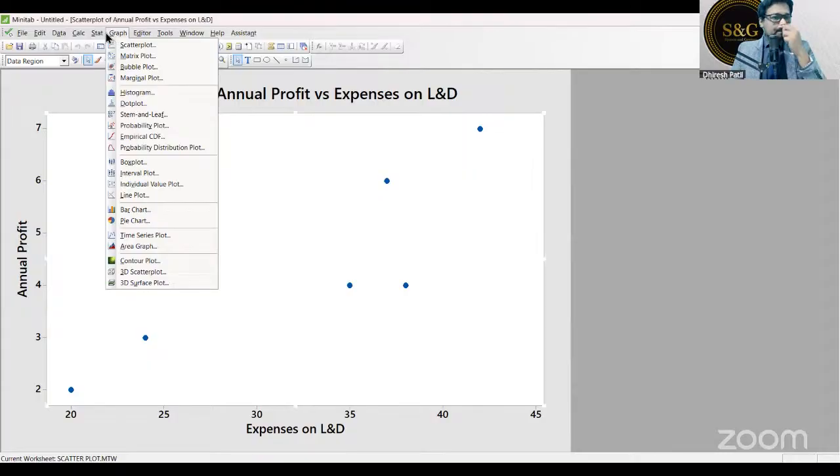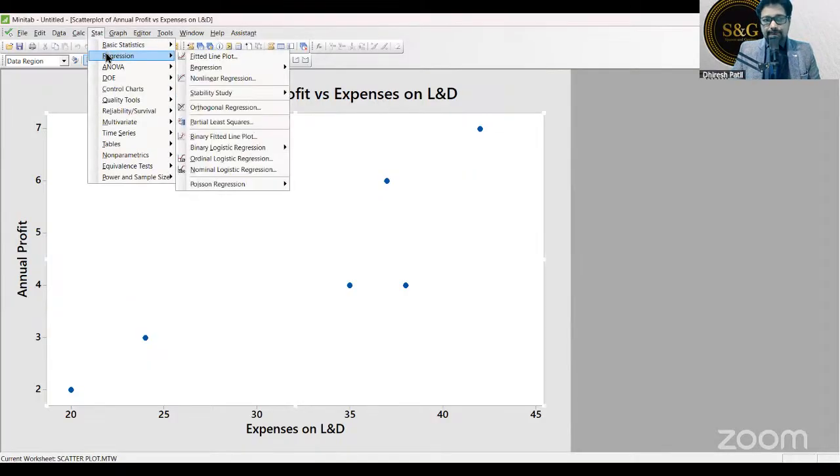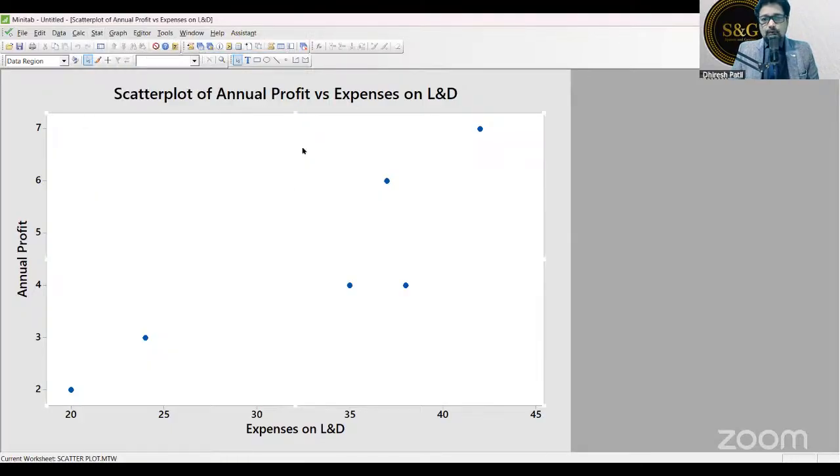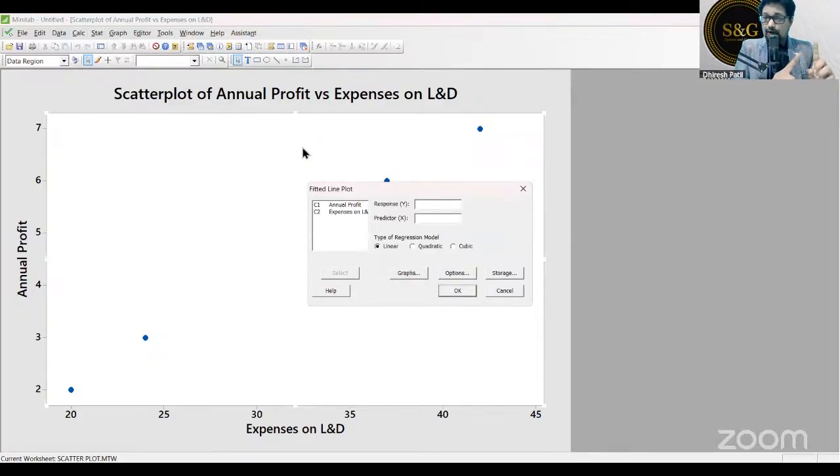Now going to Stat, regression, fitted line plot. Just observe this Stat. The second option is regression. Just put your cursor on this arrow. You will find fitted line plot. Now we'll select that. Stat, regression, fitted line plot. See, in your curriculum, we have given these screenshots.